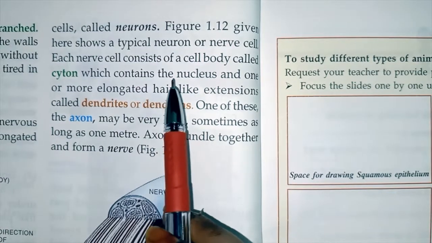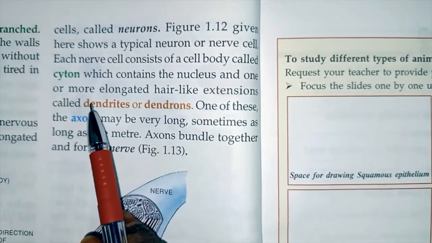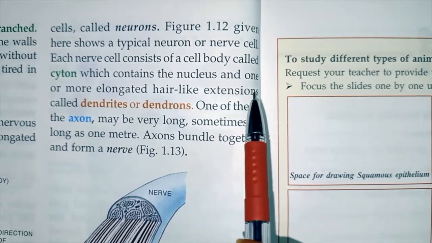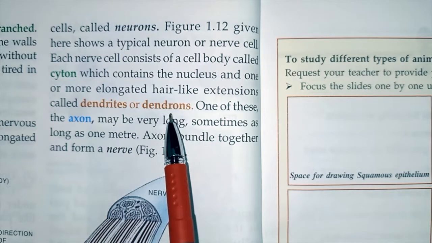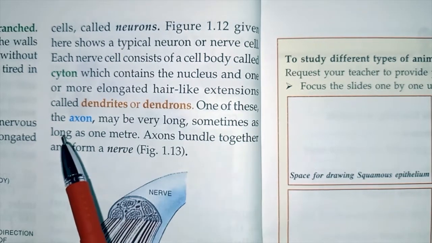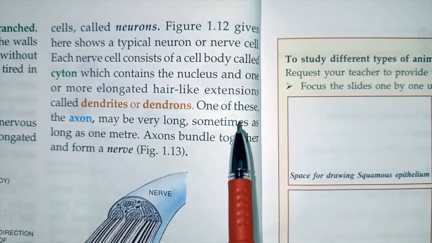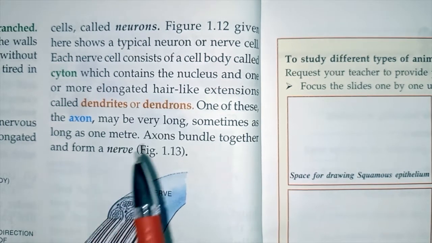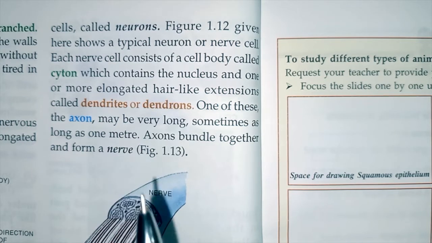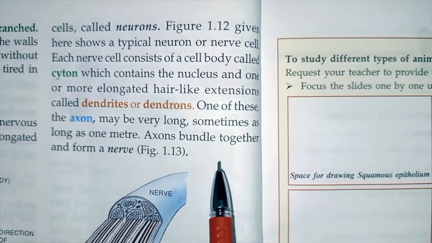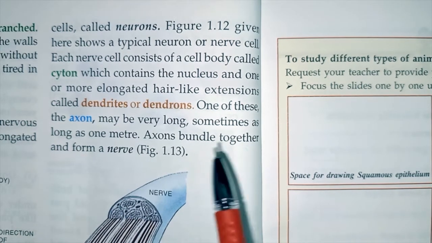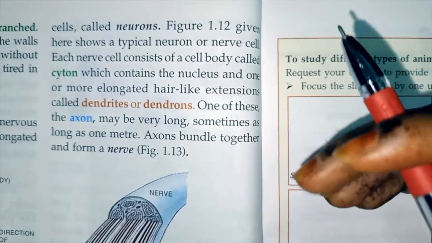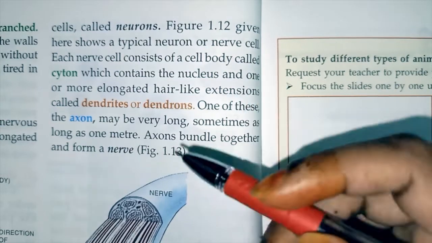Every nerve cell consists of a cell body called cyton, which contains the nucleus and one or more elongated hair-like extensions called dendrites or dendrons. One of these, the axon, may be very long, sometimes as long as 1 meter. Okay, so they are the longest cell of our body. They can be as long as 1 meter. Axons bundle together and form a nerve. When so many axons come together and they join together to form a nerve.